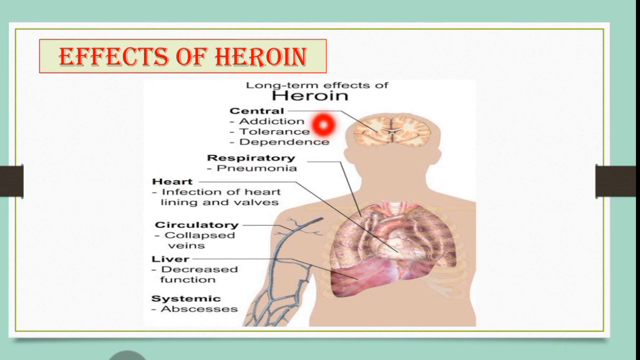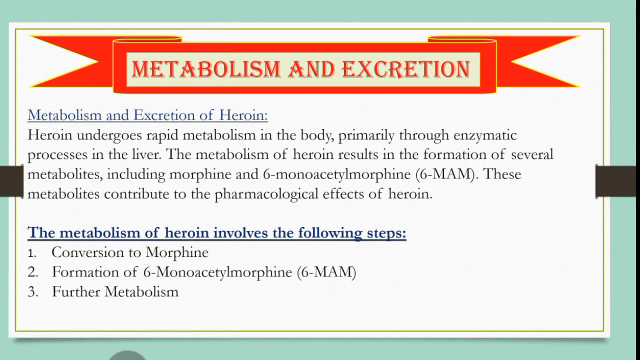Central nervous system: addiction, tolerance, dependence. Respiratory system: pneumonia. Heart infections. Circulatory system: veins become collapsed. Liver function decreases, and there are systemic abscesses. Then we discussed the metabolism and excretion of heroin. It basically tells about how heroin works in our body and when it is excreted from our body.